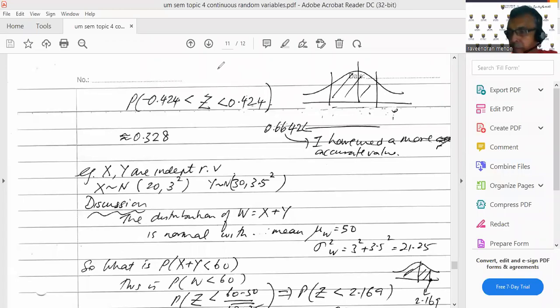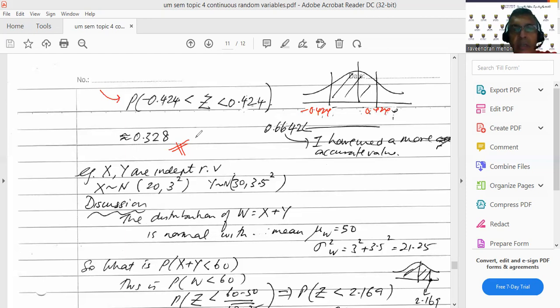Continuing with the problem, doing the algebra and cancelling out the L's, you will end up with this probability statement. You have to find the probability that Z lies between negative 0.424 and 0.424. So we have negative 0.424 and 0.424. Use the tables and arrive at your final answer, 0.328. You can check the numbers.